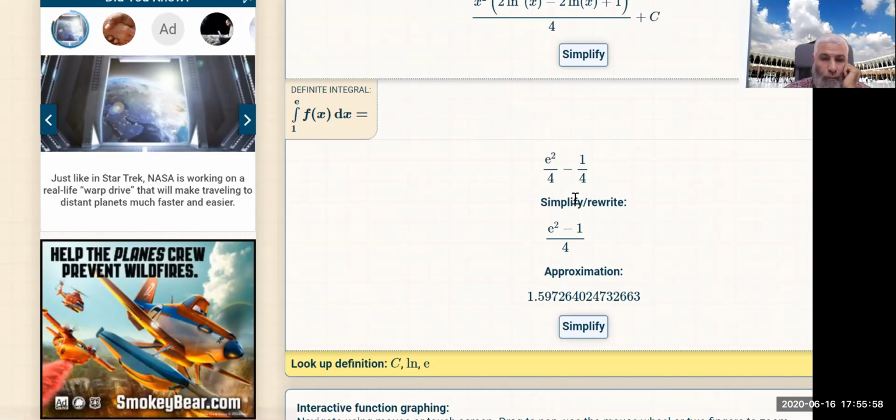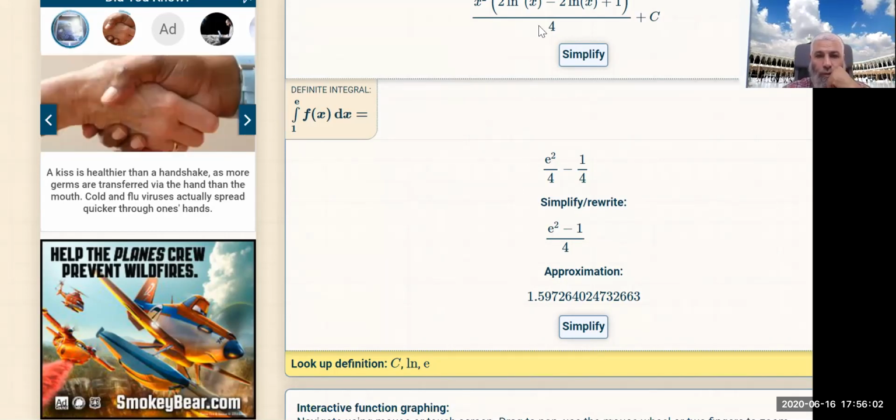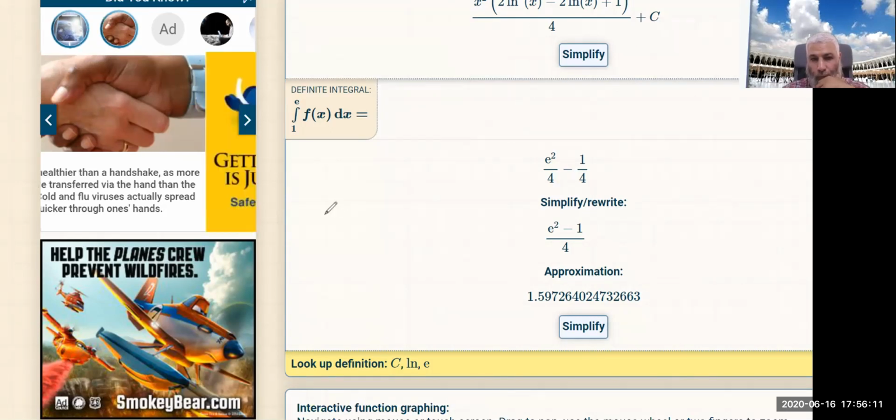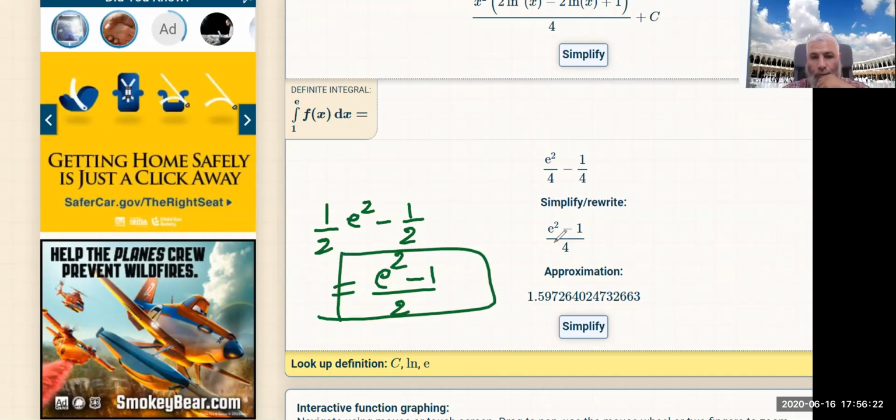Yes. There is 4. This is 4. We did something wrong. Our answer is 1 over 2 e power 2 minus 1 over 2, so this is over 2, e power 2 minus 1. This is our answer. So we missed 2 somewhere.